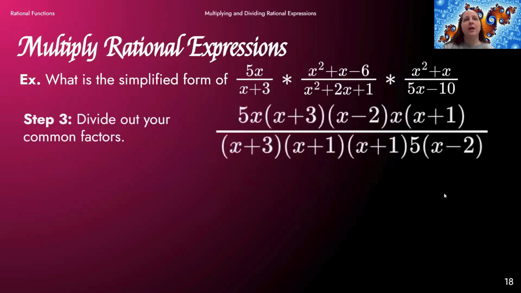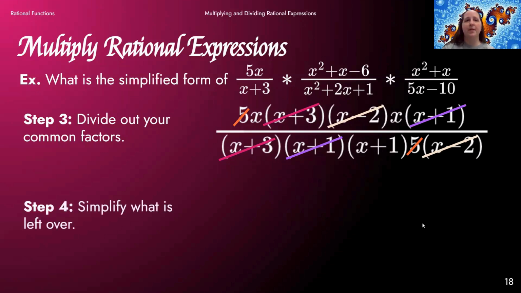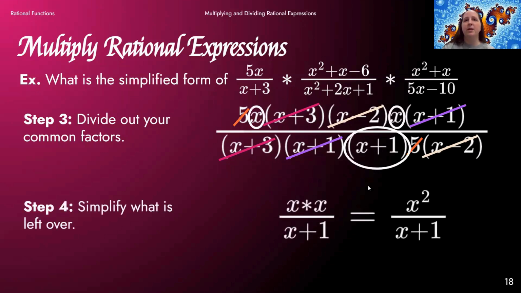Okay, so again, I'm going to divide out my common factors. They both have a 5 in common. They have an x plus 3 in common, an x minus 2 in common, and an x plus 1 in common. So whatever is left over, in this case, an x times x and an x plus 1 on the bottom, okay, is what is left over. So I get x squared divided by x plus 1.